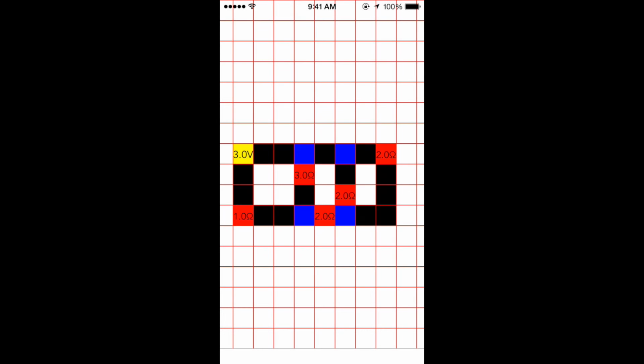So basically what went into creating this was two things. First I had to come up with a model, a way to represent a circuit in terms of arrays, and break down something that's three-dimensional to something more two-dimensional.